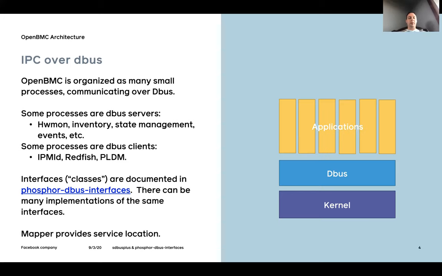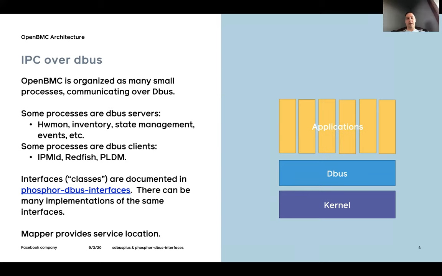So within dbus, there's something called interfaces, and you can think of those as classes. We have those all documented in a repository called phosphor-dbus-interfaces. And so those are all the different feature domains that we have classes implemented and defined for.